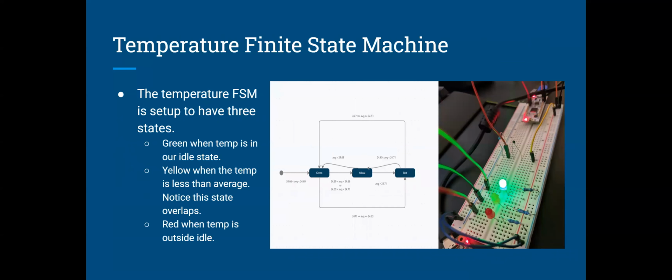With the temperature finite state machine, this has 3 states represented by green, yellow, and red LEDs. Each state is set to a specific range of temperatures, the green being an ideal temperature, yellow being less than ideal, and red being a temperature outside of our range. This FSM would be primarily ideal for a machine that needs to be powered off if it's outside of the ideal range.